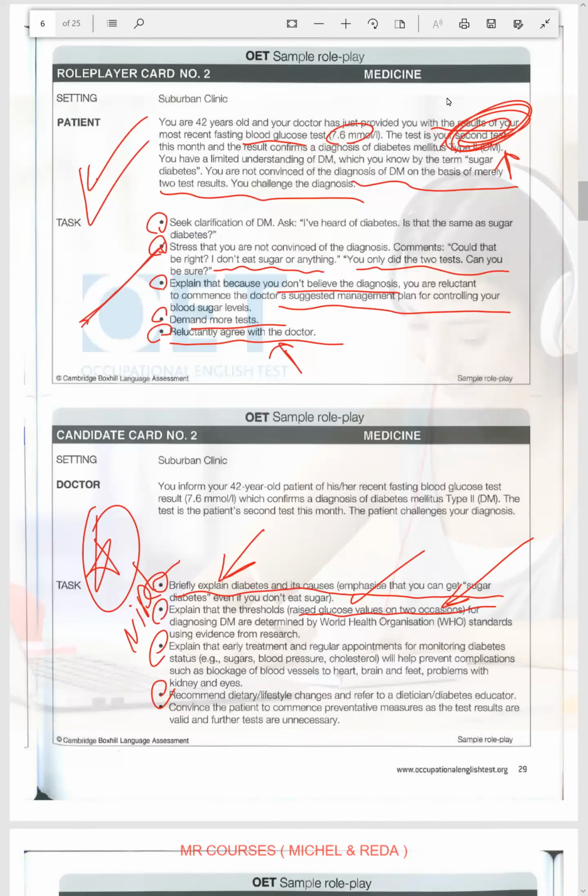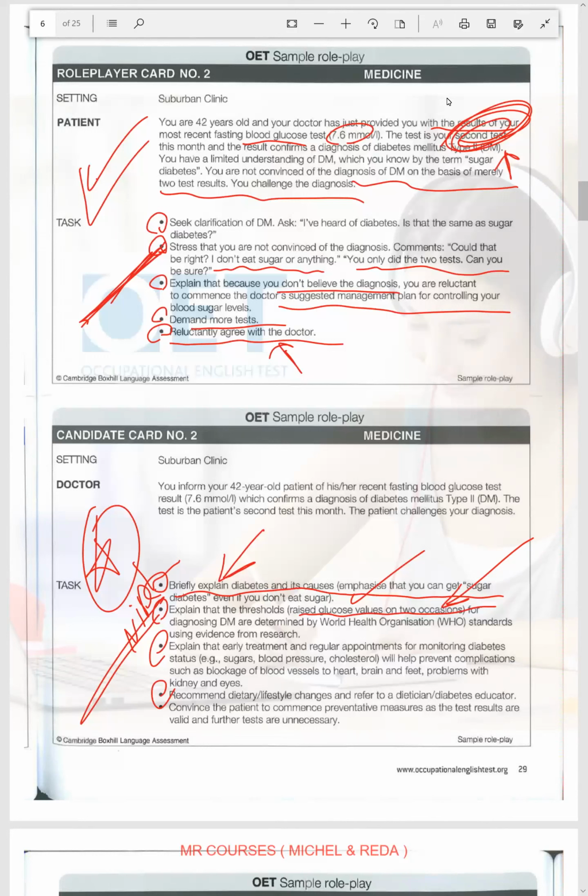Okay, here is what is written for the patient. Stress that you are not convinced with the diagnosis. But according to WHO standards, two blood glucose level tests are needed to confirm a raised blood glucose level. So you are in good hands. We are experts in diagnosing such diseases. So is that clear for you? Am I clear so far? Are you following me?